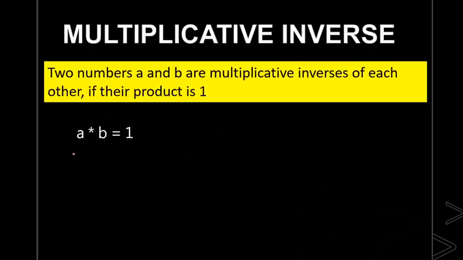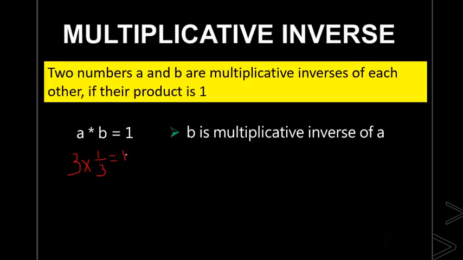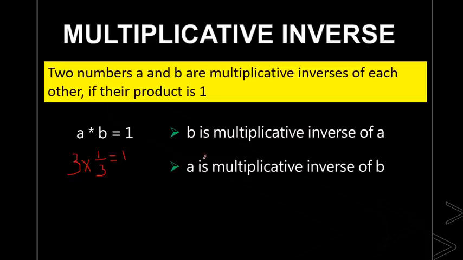Let me give you an example. If 3 is multiplied by 1 by 3, our answer will be 1. So what can I say? 3 and 1 by 3 are multiplicative inverses. 3 into 1 by 3 is 1, which means 3 and 1 by 3 are multiplicative inverses. So that is what I say: B is the multiplicative inverse of A, 1 by 3 is the multiplicative inverse of 3, and A is the multiplicative inverse of B.